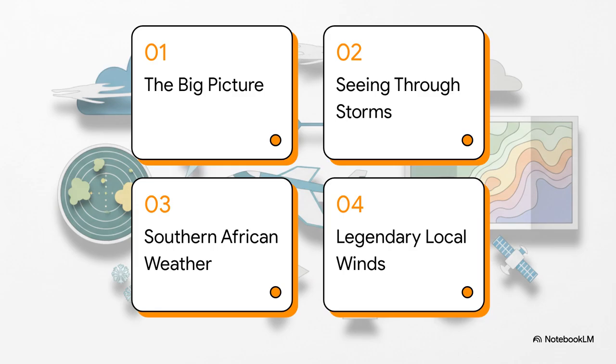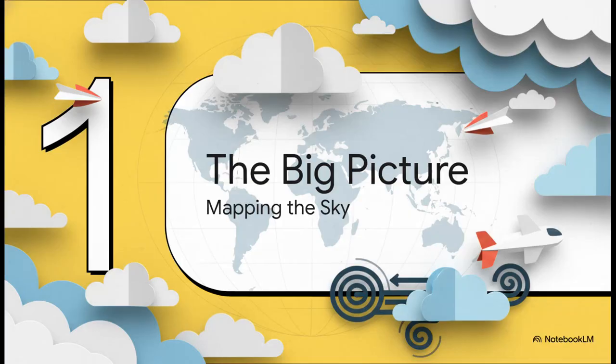Here's our flight plan for this explainer. We'll start with the big picture, then move into seeing through storms, take a little detour through southern African weather, and wrap up with some legendary local winds. Let's get into it. All right, part 1, the big picture, and how forecasters actually map out the sky.